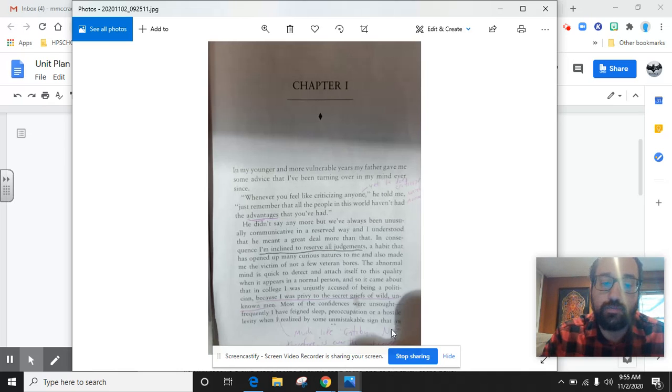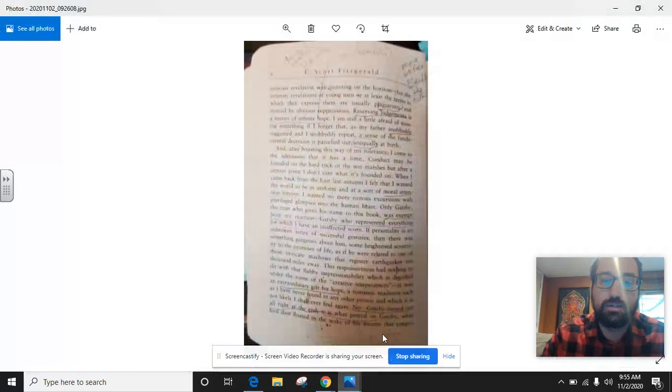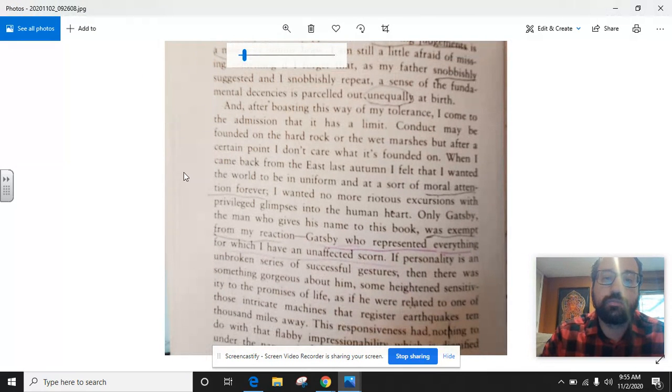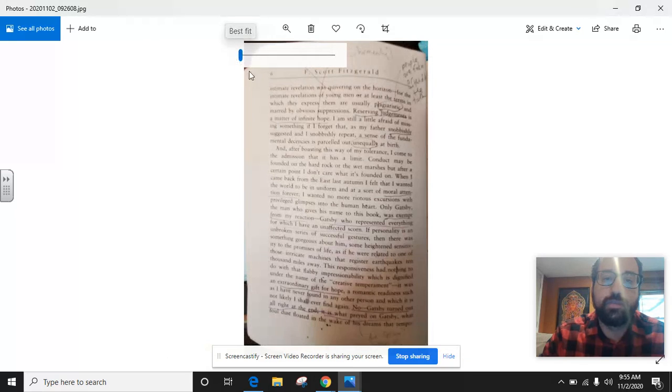Frequently, I have feigned sleep, preoccupation, or a hostile levity when I realized by some unmistakable sign that an intimate revelation was quivering on the horizon. For the intimate revelations of young men, or at least the terms in which they express them, are usually plagiaristic and marred by obvious suppressions. Reserving judgments is a matter of infinite hope. I am still a little afraid of missing something if I forget that, as my father snobbishly suggested, and I snobbishly repeat, a sense of the fundamental decencies is parceled out unequally at birth.